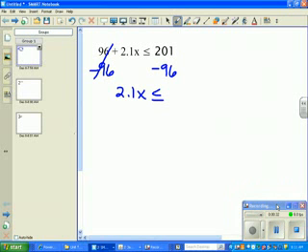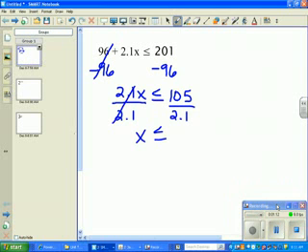All right, what's 96 from 201? It's okay. 105. Next step. Jasmine, divide by 2.1. When I divide by 2.1, does it change the inequality? No. When does it change? When you divide or multiply by a negative. Thank you for the extra piece there, Edgar. Yes, it's when you multiply or divide by a negative, okay? So we do not change this.